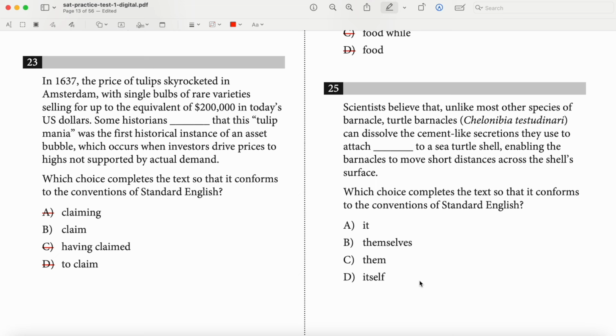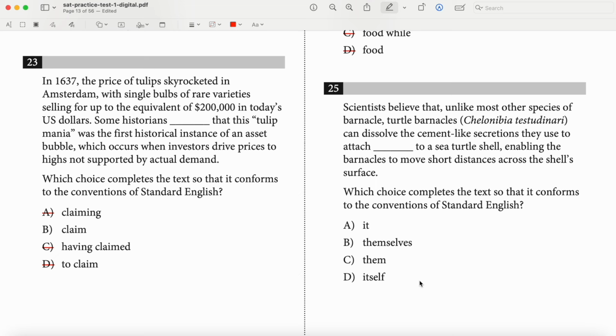Scientists believe that, unlike most other species of barnacle, turtle barnacles can dissolve the cement-like secretions they use to attach it to a sea turtle shell, enabling the barnacles to move short distances across the shell's surface. Okay. How does the answer choice A sound to you? Completely wrong. Yeah, it sounds terrible. Do you have any idea what rule we're being tested on here? You can kind of look at the answer choices and get a sense of what it is.